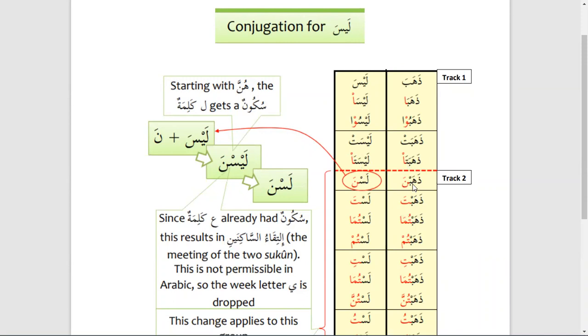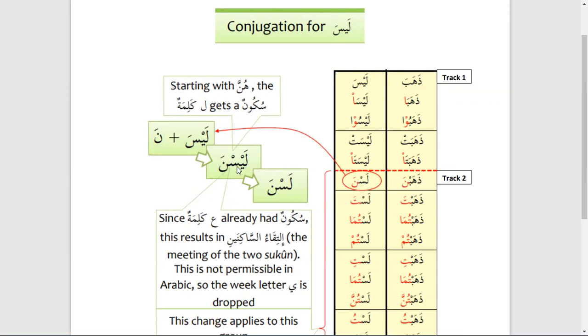But when we say dhahabna, now what happened? The third letter becomes sakin. And this is how it is. So that's why we say this is track two. Now here, the third letter has become sakin, and the last letter takes fatha. So it became dhahabna. Now here, it should be laysna, right? As you can see here, laysa plus na, and we know that the third letter becomes sakin.